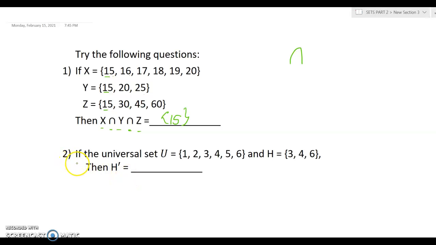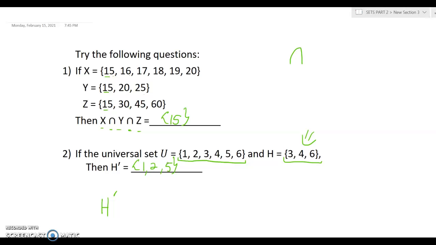Number 2, if the universal set, this is the main set now, is 1, 2, 3, 4, 5, 6, and H is 3, 4, and 6, we want to know what H complement is, right? So that would be all the members that are not in set H, which would be 1, 2, and 5. So set H complement would be the set of 1, 2, and 5, right?